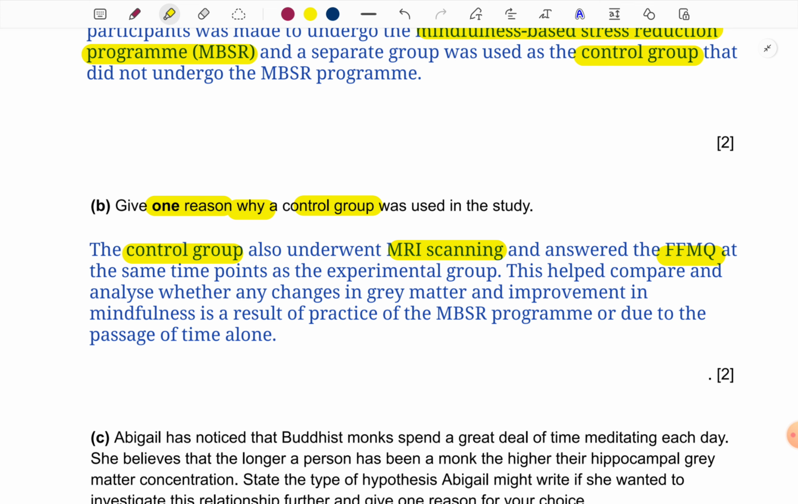So why they answered the FFMQ and why they underwent MRI scanning? Because any change in grey matter and any improvement in mindfulness could be examined: is it because of the MBSR program alone, or does that type of improvement take place anyway with the passage of time? So just because time has passed, these areas tend to grow naturally, or it is only because of practice of the MBSR program. That could be compared across the groups, and then we could say yes, it is because of MBSR if the control group was not showing exactly the same changes as the MBSR group.